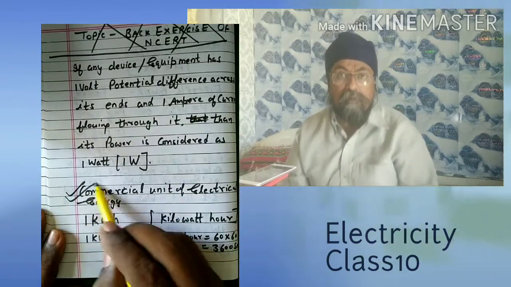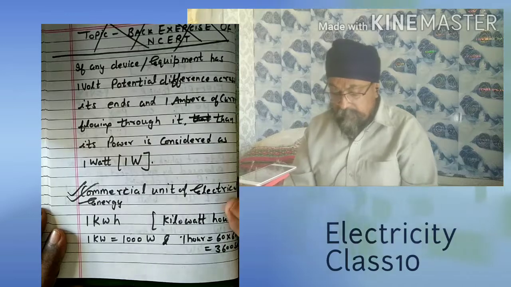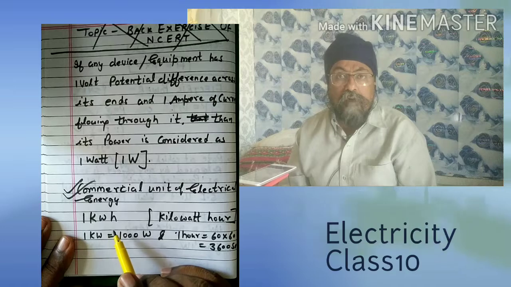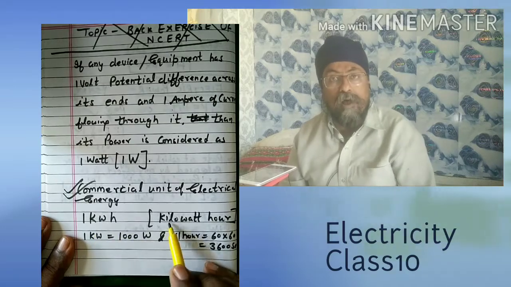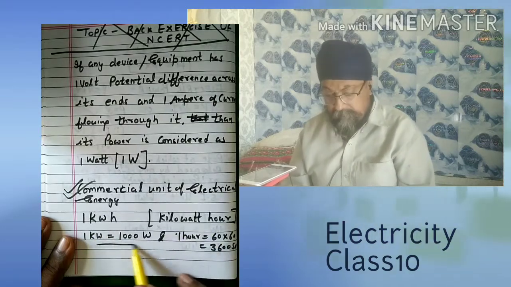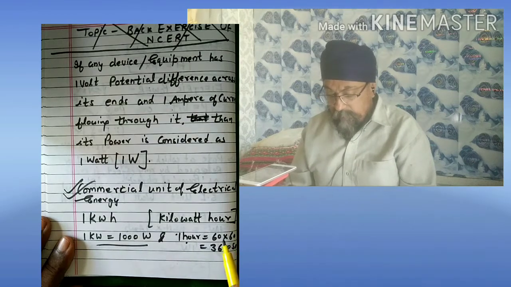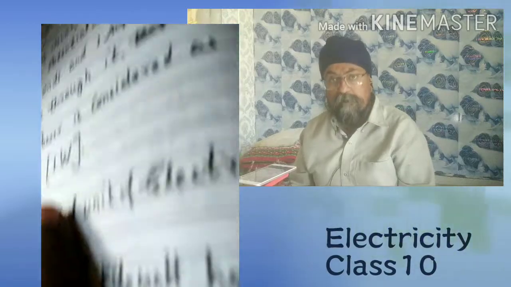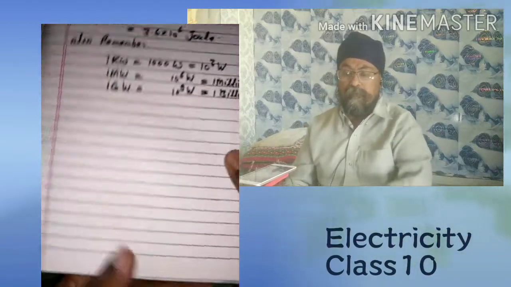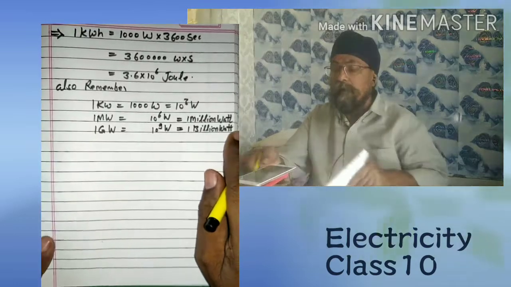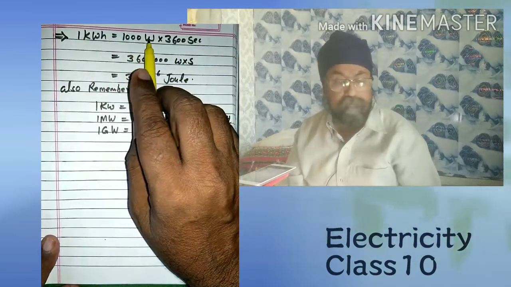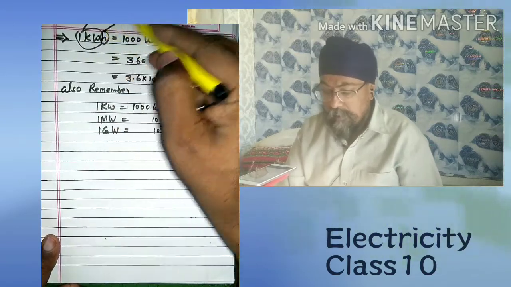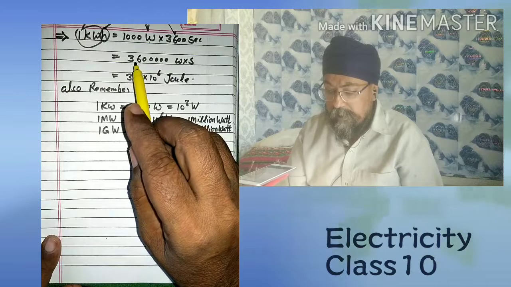Now we will consider the commercial unit of electrical energy. The commercial unit of electrical energy is called 1 kilowatt hour, kWh. 1 kilowatt means 1000 watt. 1 hour means 60 minutes, and 60 seconds, that means a total of 3600 seconds. So we can say 1 kilowatt hour equals 1000 watt, and in place of hour we write 3600 seconds.